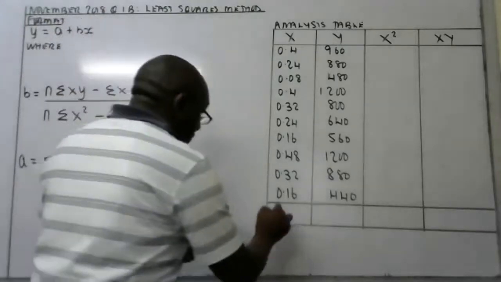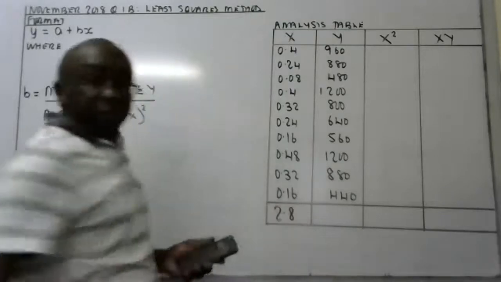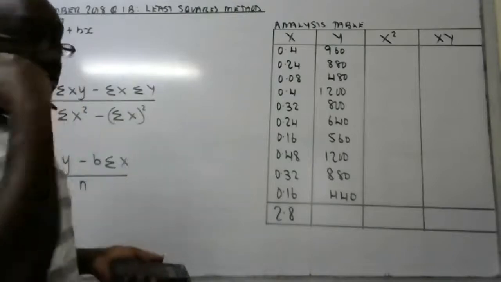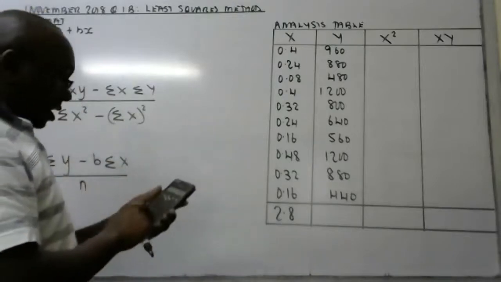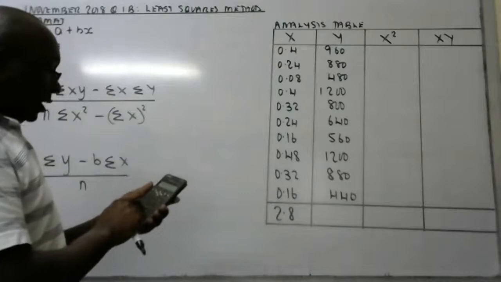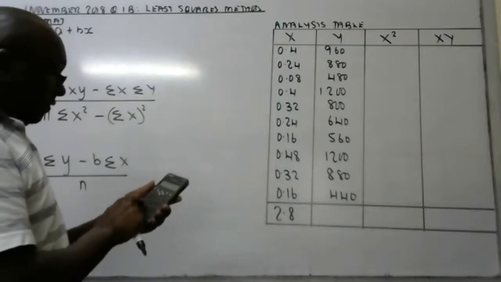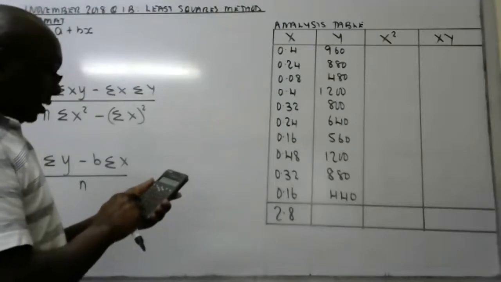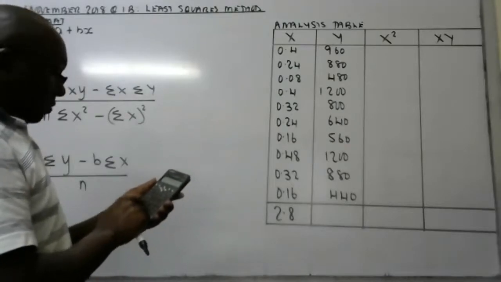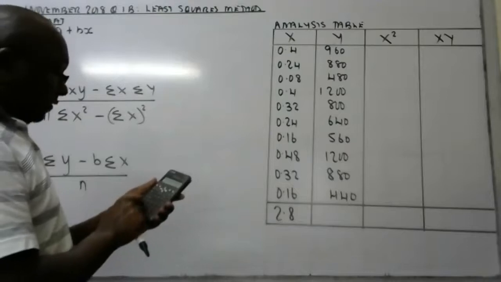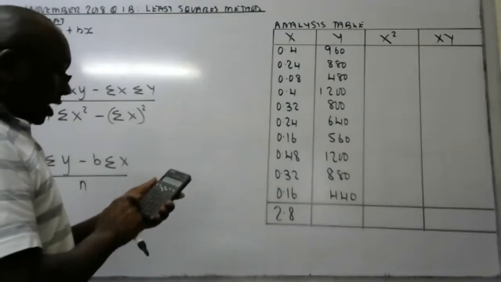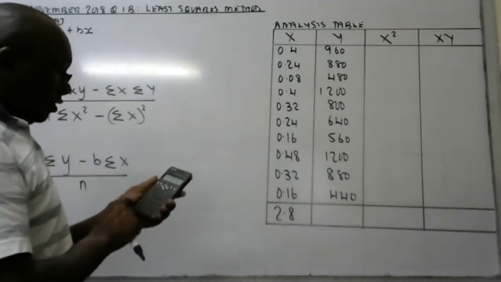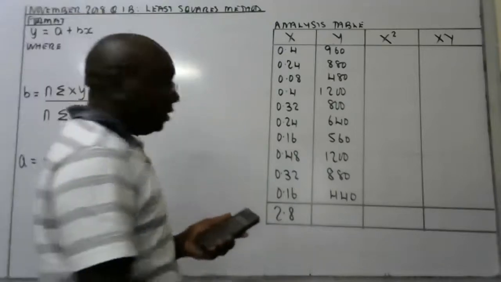I'm getting 2.8. So you can also be setting your totals so that we agree. 960 plus 880 plus 480 plus 1200 plus 800 plus 640 plus 560 plus 1200 plus 880 plus 440. I'm getting 840.